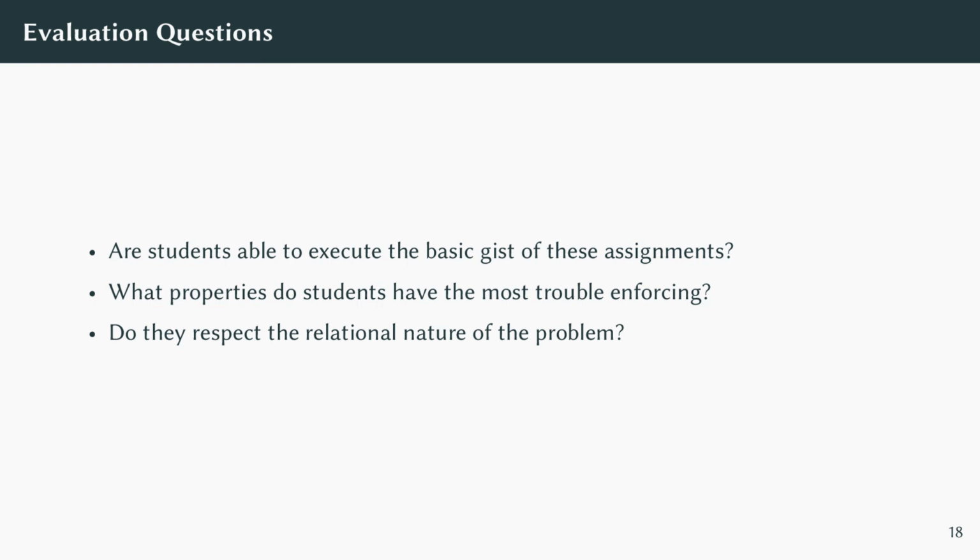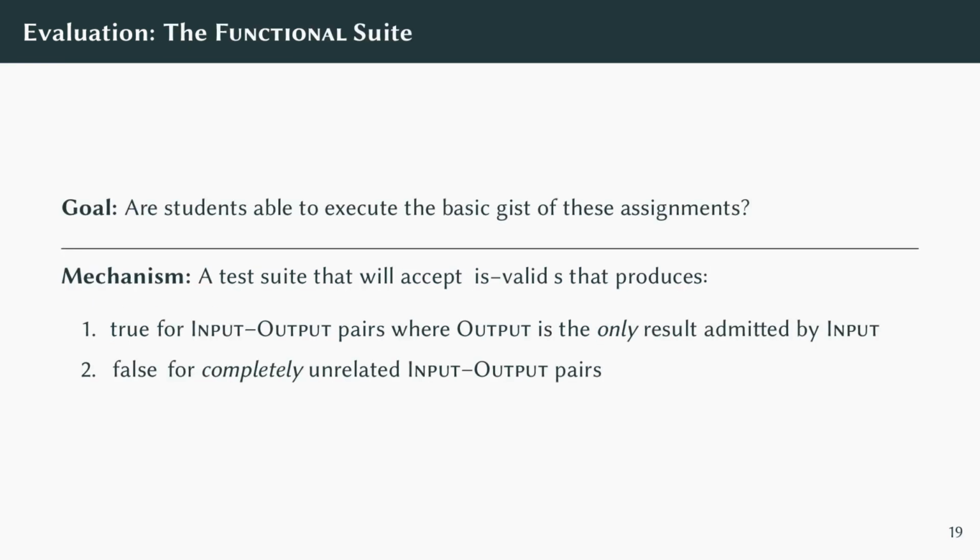If so, what properties do they have the most trouble enforcing? And do they actually respect the relational nature of the problem? We can evaluate each of these questions by writing our own test suite that we run against student implementations of isValid. To answer whether students are even able to execute the basic gist of this scaffold, we construct a test suite called Functional that will accept even minimally correct implementations of isValid.